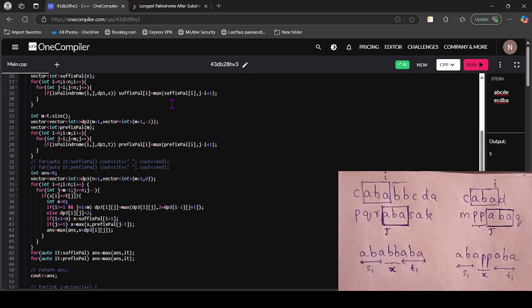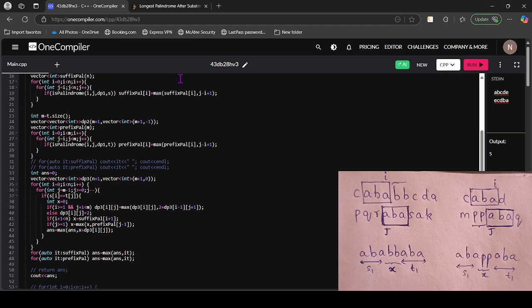So we are looping through the string with I and j, and if the substring from I to j is a palindrome, then the string starting from I and ending at j is a palindrome. So suffix palindrome I is equal to the maximum of itself and the length of the palindrome, which is j minus I plus 1.